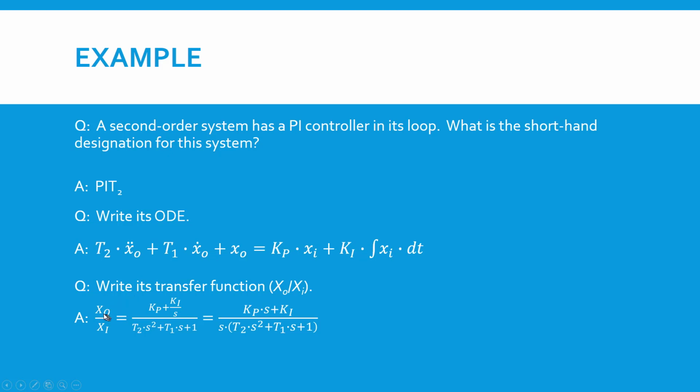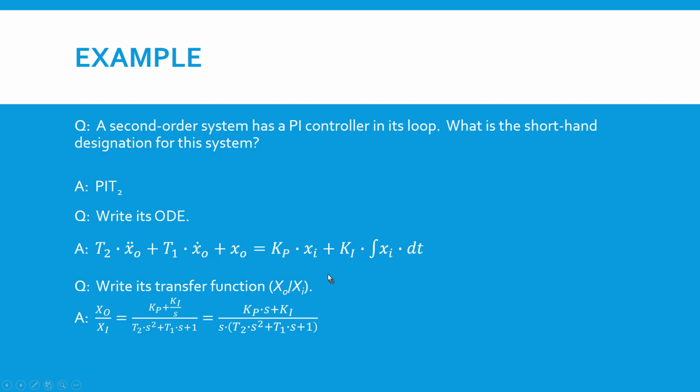But what we wind up with is the output over the input, and so basically we're going to have XO on this side times a bunch of things. Actually, it's times this stuff in the denominator here, and then we're going to have XI times the Laplace transform versions of the proportional part and the integral part, and that's what we have here. And then if we simplify a little bit by multiplying the top and the bottom by s, we get this, and we get the s on the bottom here. So the transfer function for this system, once it's been simplified, is what we see right here.